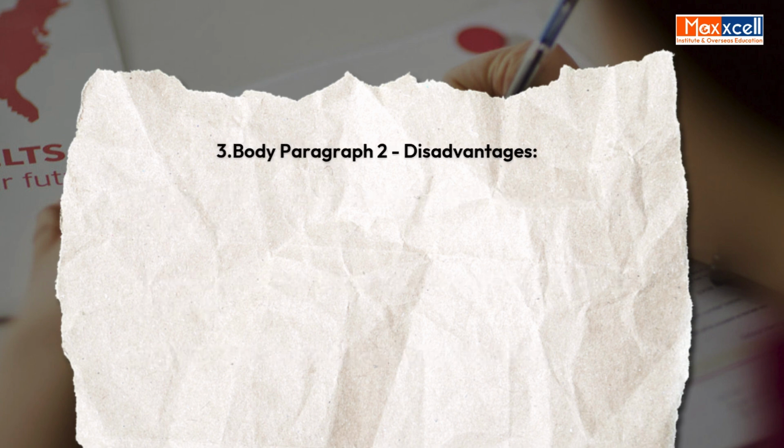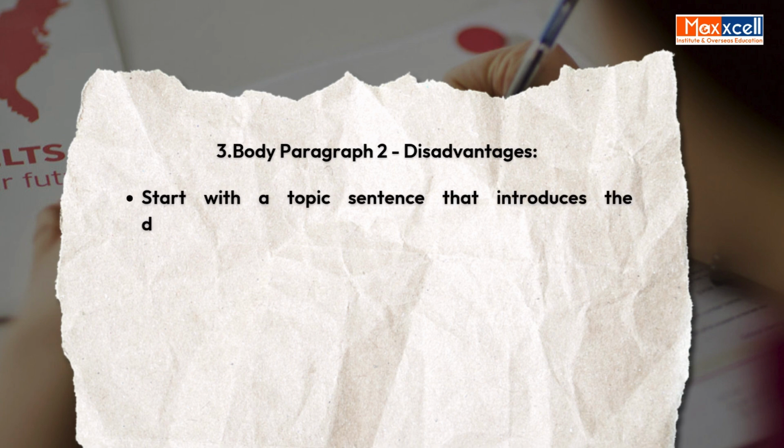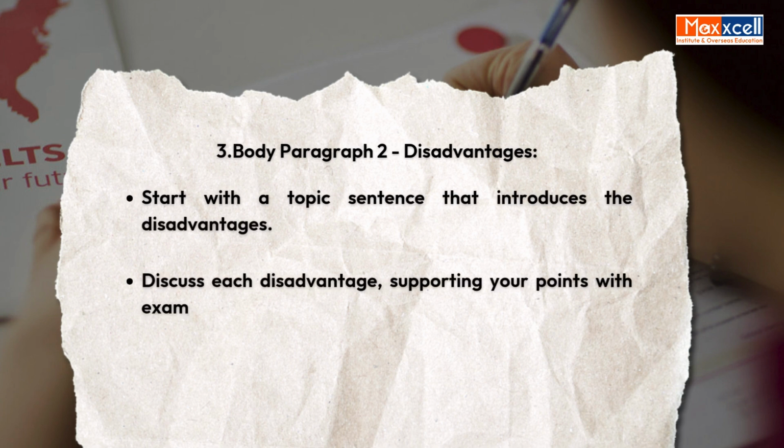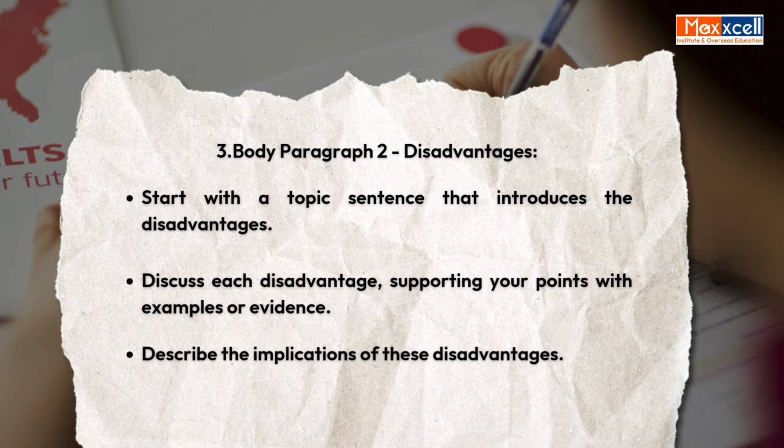3. Body paragraph 2. Disadvantages. Start with a topic sentence that introduces the disadvantages. Discuss each disadvantage, supporting your points with examples or evidence. Describe the implications of these disadvantages.